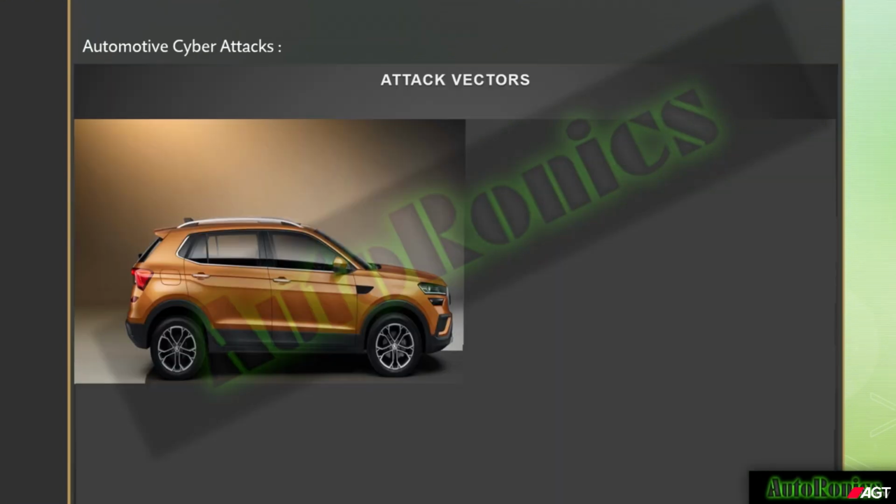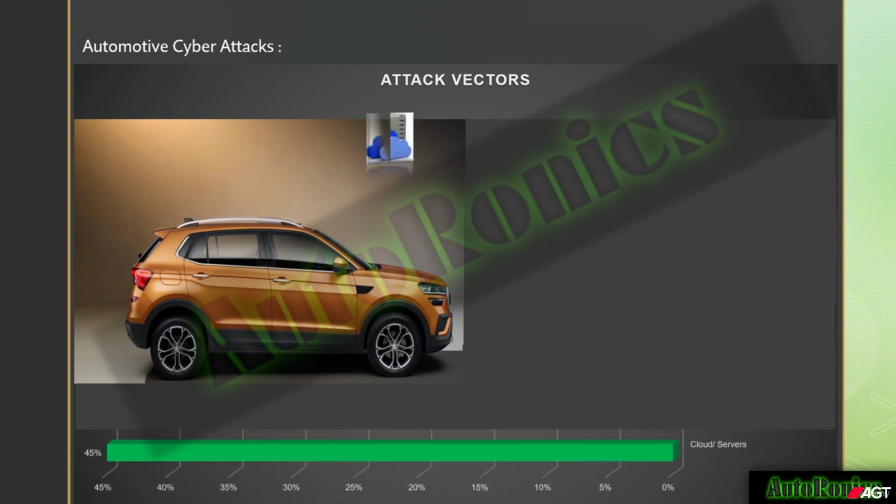So friends, before we go into the detailed discussion about cybersecurity, it is mandatory to have some idea about the cybersecurity attacks. Let us have a short introduction about the cyber attack vectors in the current market. Attack vectors, what is it? Yes, we'll see now. You can see in the graph, the first one comes as clouds and servers.